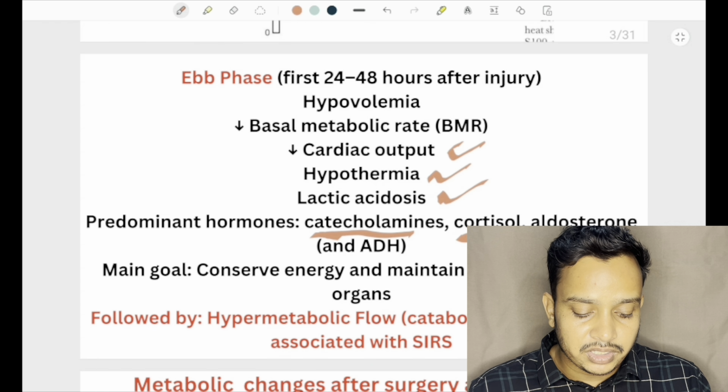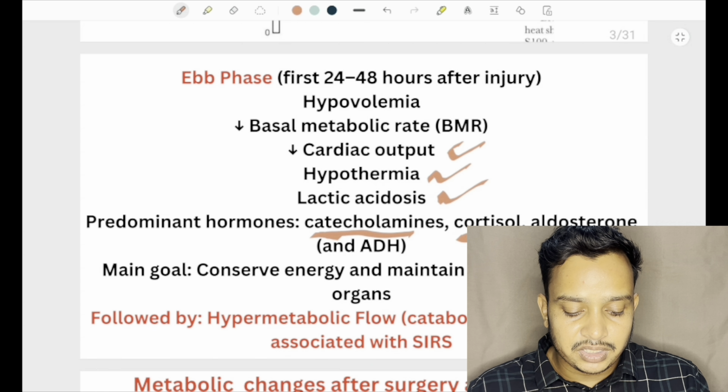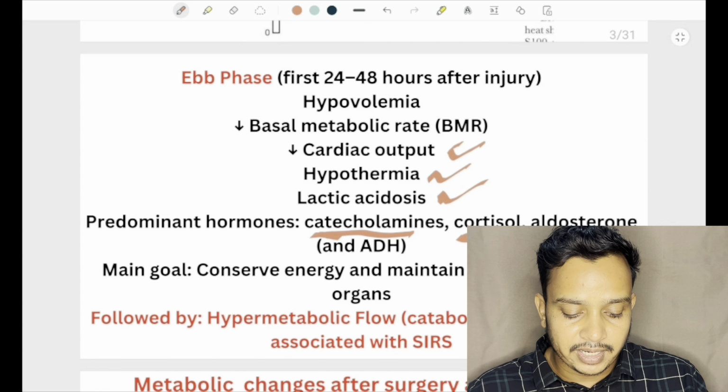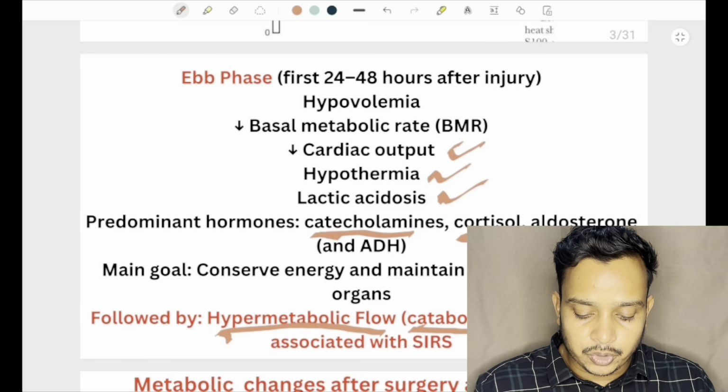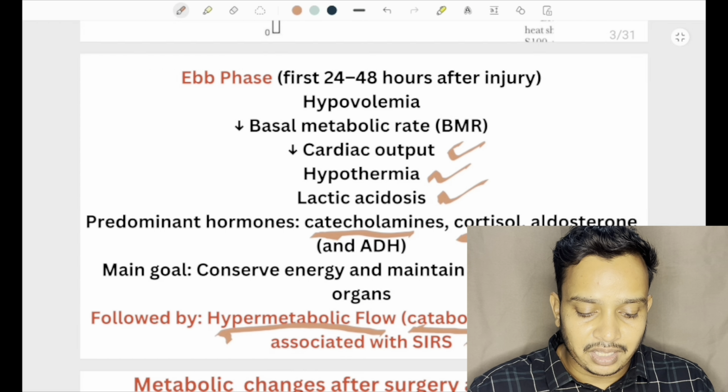So what is the main role of this ebb phase? It acts to conserve energy and maintain perfusion to vital organs. Basically, this phase conserves energy as much as possible, so that during the next phase it can be utilized for tissue repair and tissue buildup. This phase is followed by our hypermetabolic flow phase, which is our catabolic phase, also associated with systemic inflammatory response syndrome. So this is the ebb phase.